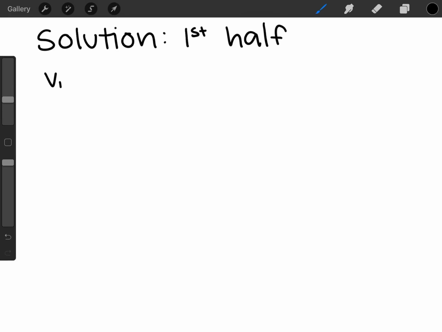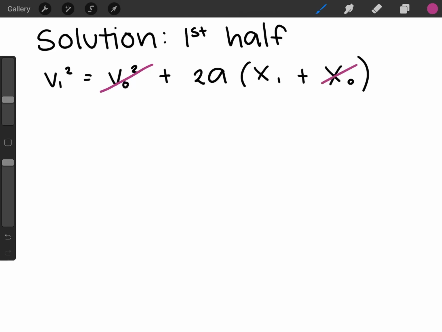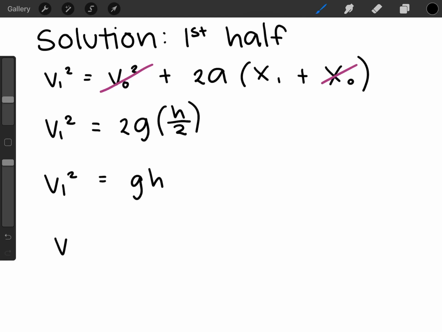For the first half of the fall, we have the following equation for motion with constant acceleration. Substitute the known values: original velocity being 0, acceleration being negative 9.8, the original position of the hero being 0, and the halfway point being h over 2. This is what you get when you substitute the known values into the equation. After everything's been simplified, we know that the velocity during the first half of the fall is equal to the square root of gravity times height.